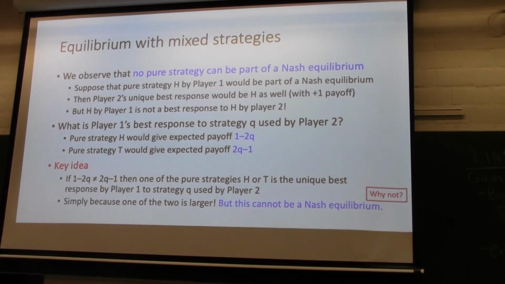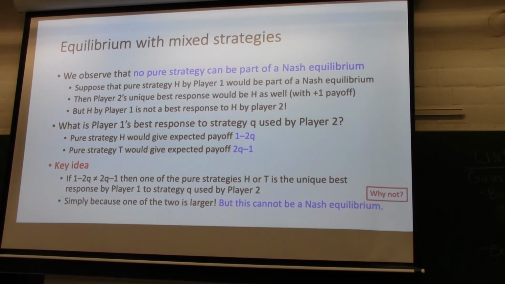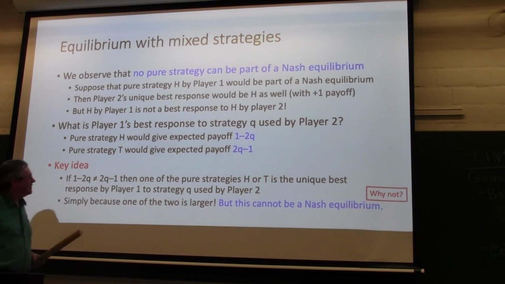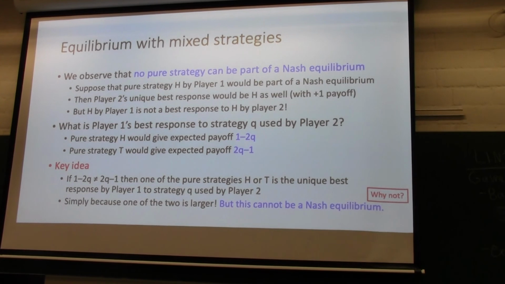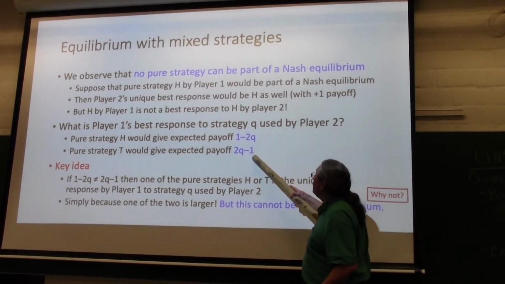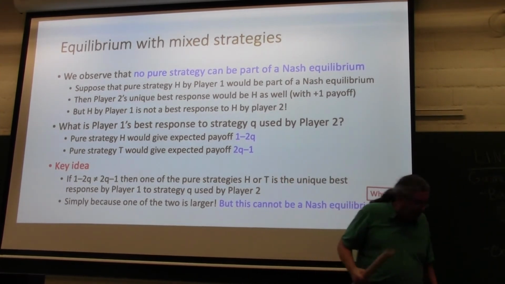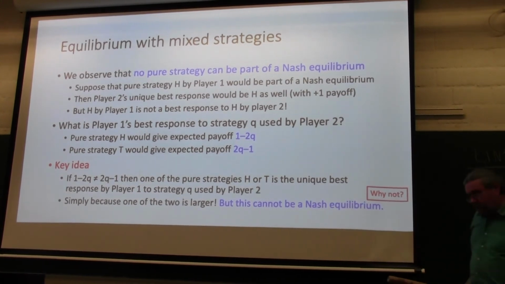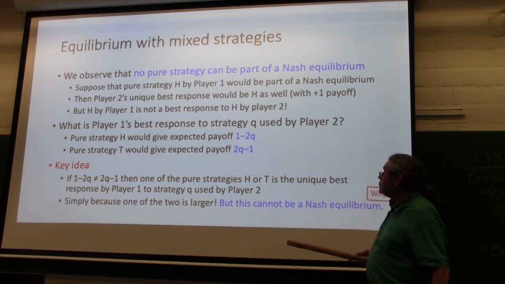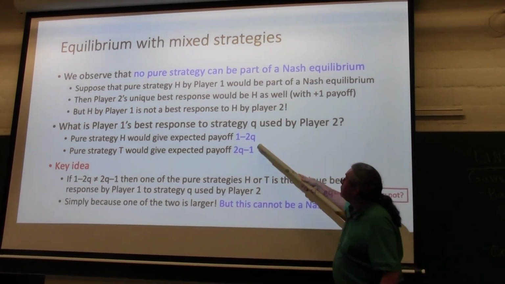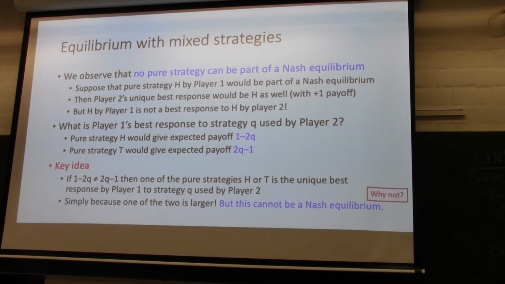But we know this can't be a Nash equilibrium. We know it doesn't work. So the only solution, actually, is that those two have to be the same. Player 2 has to make it so that neither H nor T is the best strategy. So the only way to make that work is if these two were the same.